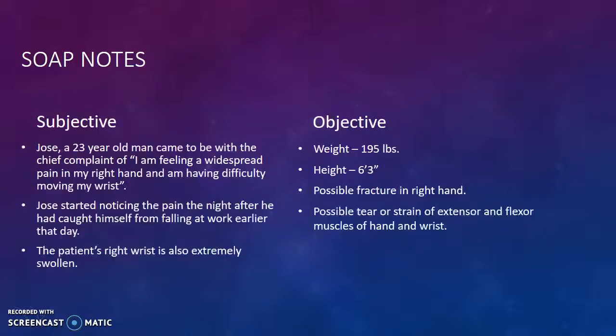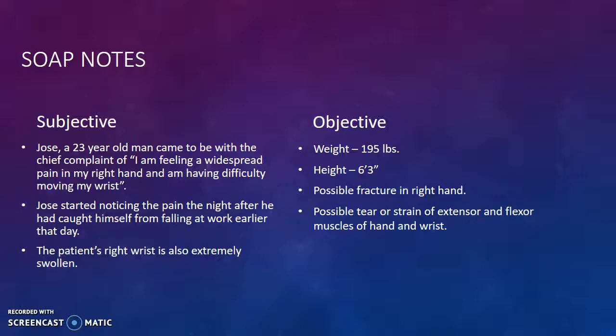So now let's take a look at my patient that came to me with a fractured wrist. Jose is a 23-year-old male who came to me with a chief complaint of feeling a widespread pain in his right hand and having difficulty moving his wrist. Jose started noticing the pain the night after he had caught himself from falling at work earlier that day. His right hand is also extremely swollen.